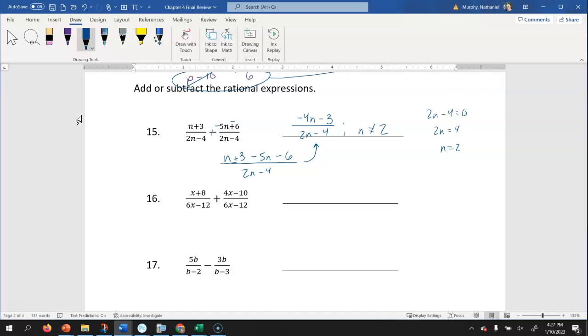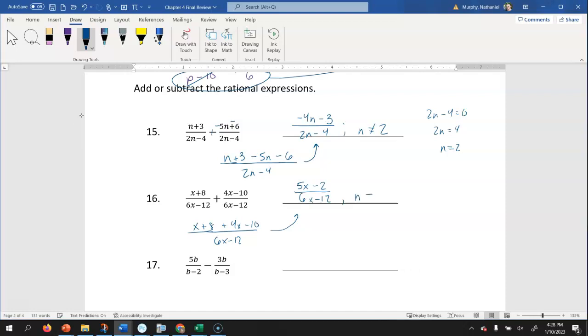We already have a common denominator, so that makes it a little bit easier. So our answer is going to have 6x minus 12 in the denominator. In the numerator, we would have x plus 8 plus 4x minus 10. Now we're just going to combine like terms. The x plus 4x would be 5x. 8 minus 10, that's negative 2. So we have 5x minus 2 in the numerator. In the denominator, the 6x minus 12 stays the same.